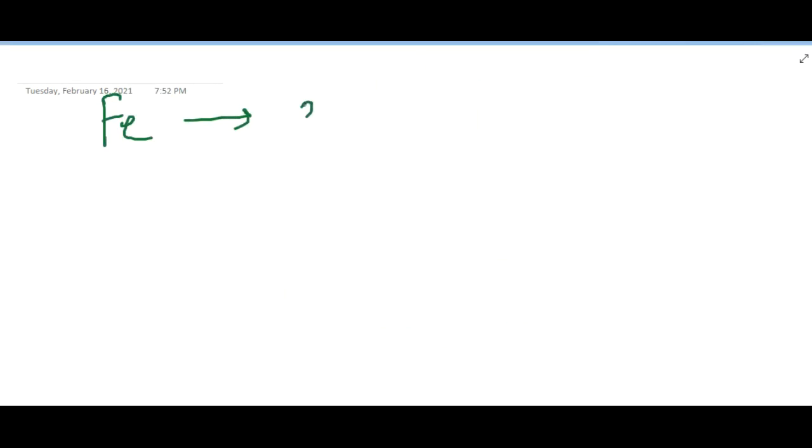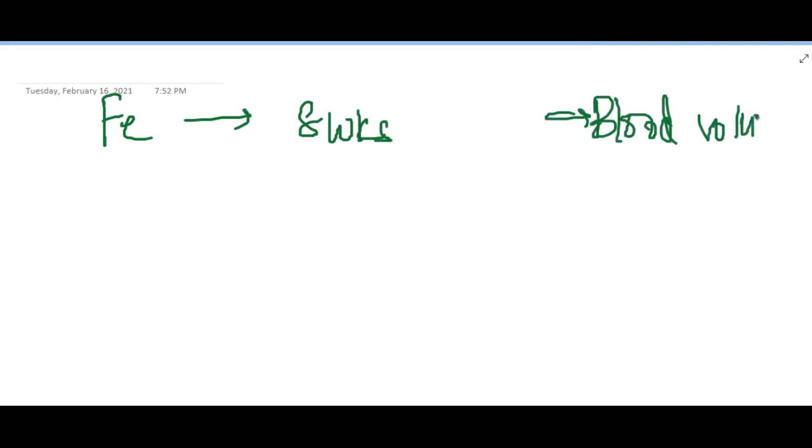This iron therapy is continued for 8 weeks, after which the blood values become normal. So that is for oral iron.